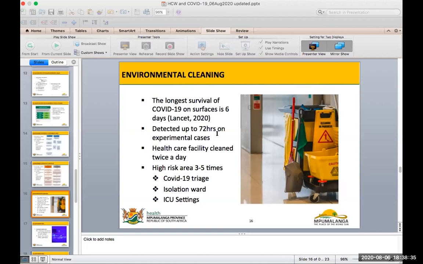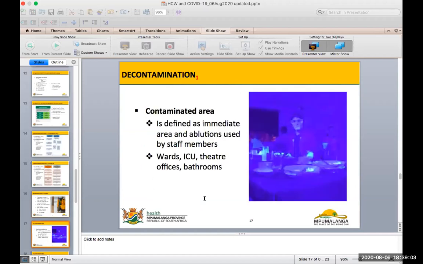Healthcare facilities need to be cleaned twice. Those are non-COVID areas. But high-risk areas, which are COVID areas, like COVID triage areas, your testing areas, isolation ward, ICU settings, the guidelines say they need to be cleaned 3 to 5 times. It is our prerogative as healthcare workers to ensure that these processes happen. Otherwise, if they do not happen, it's us who work in those kinds of environments who will get reinfections. You know?